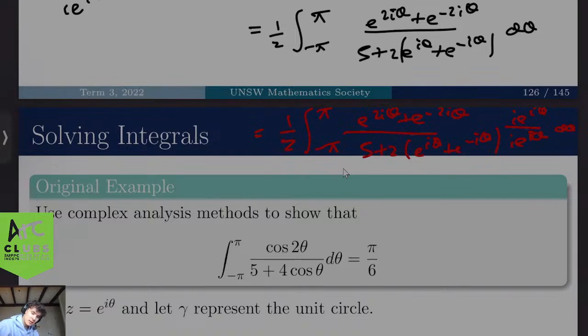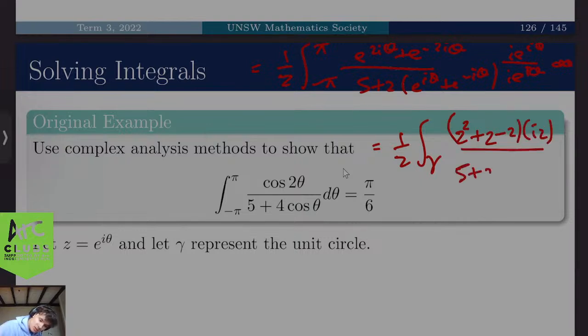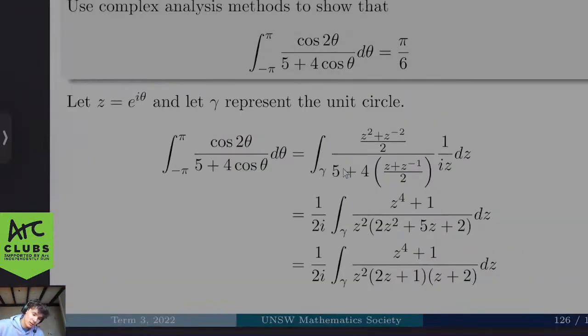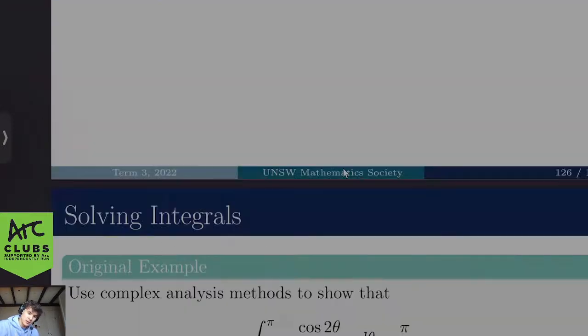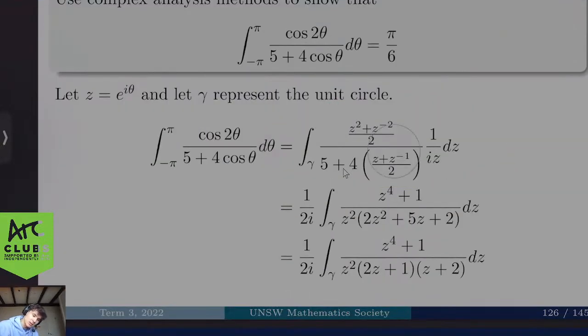Right, and so this will become, in terms of z, so I now can go to my contour integral formulation. That will be the integral over gamma of (z squared plus z to the negative 2) times iz over 5 plus 2(z plus z to the negative 1) dz. Oh, sorry, not iz. This corresponds to our gamma dash of θ dθ, so it's not iz, it's 1 on iz. And so we get this expression here.